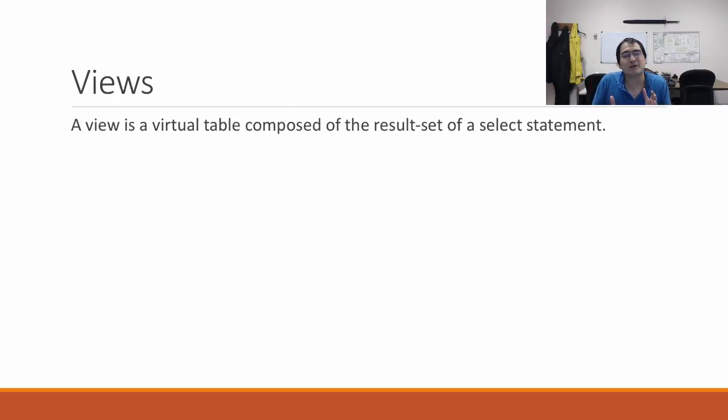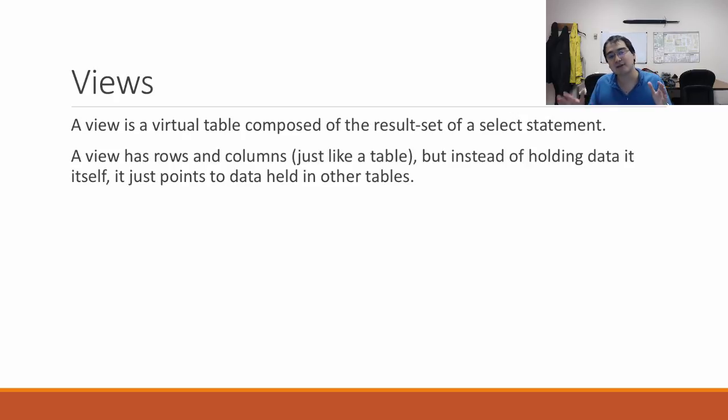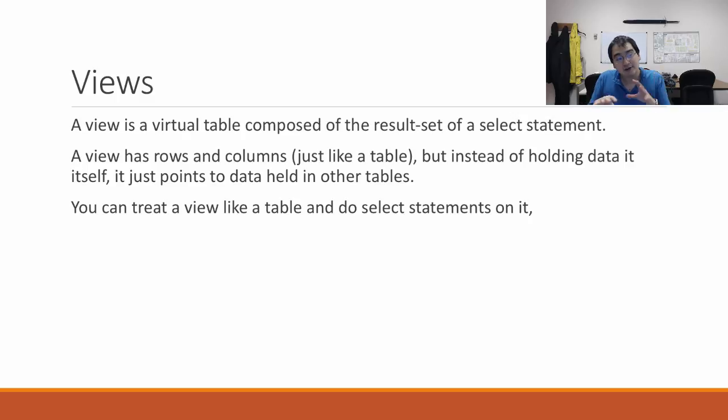So a view is what's called a virtual table. It's not a real table, but it looks like a table. And it's the result set of a select statement. It's all of the rows returned by a select statement. A view has rows and columns just like a table, but instead of holding data, it just points at data held in other tables.